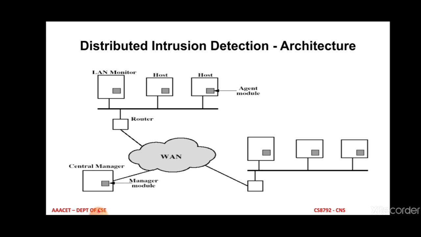So this is the architecture of an intrusion detection system. Initially the agent module has a host and a LAN monitor, and they are connected by a WAN or wireless network. Each one has a router, and we already know what a router is. So this is the intrusion detection method. They hack or attack something from the network, on an untrusted network, through unauthorized access.